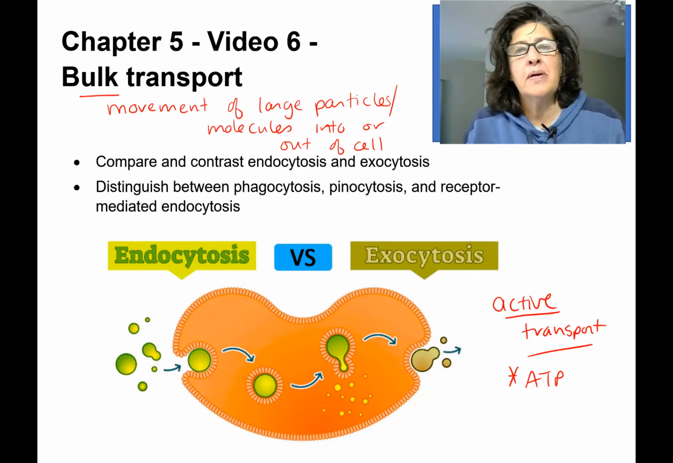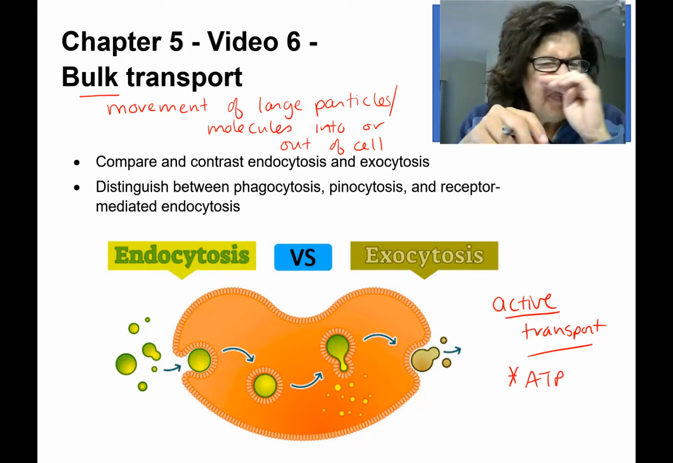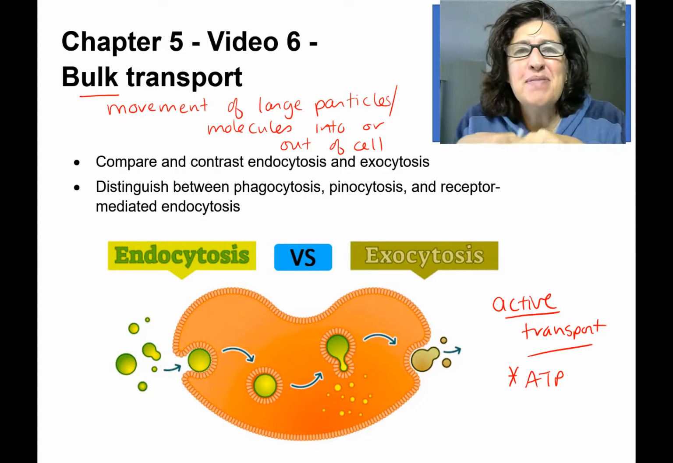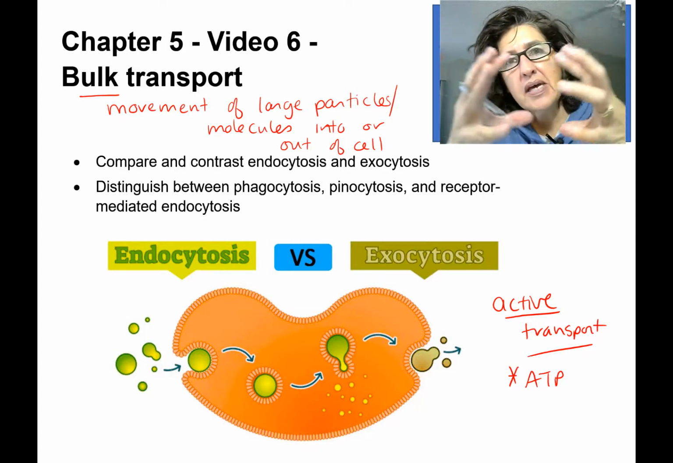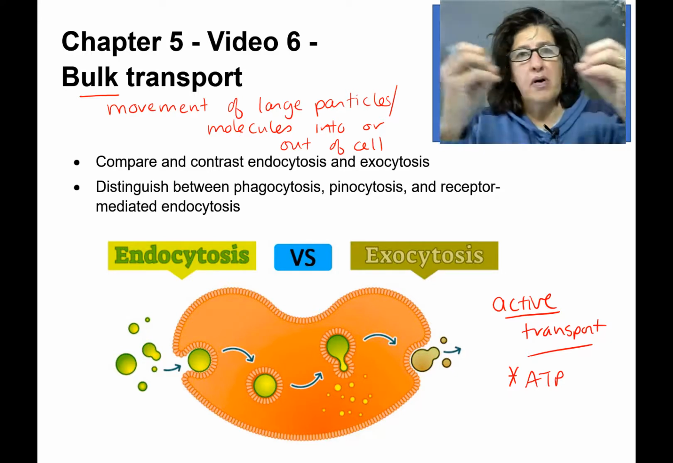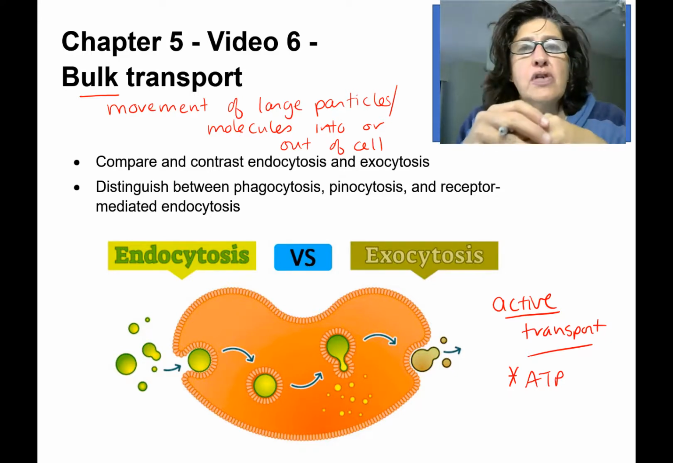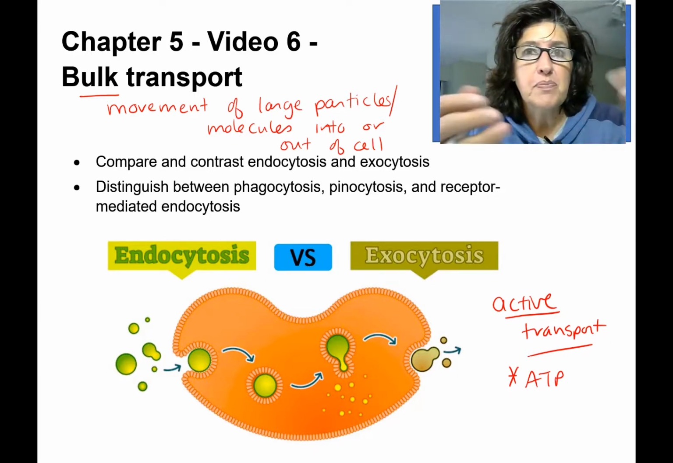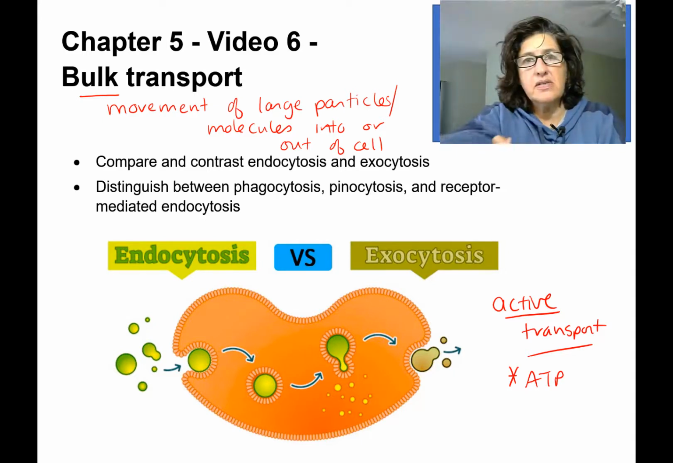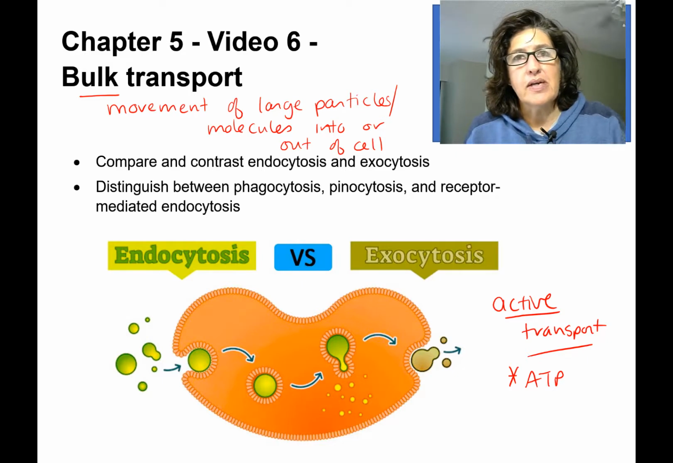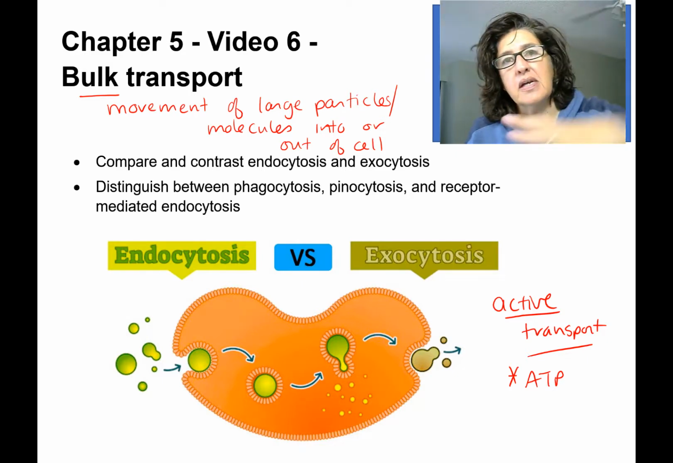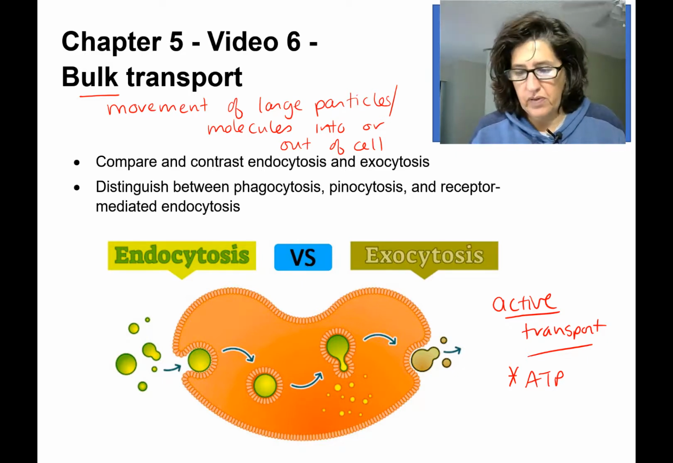And if you remember, membranes, because they're all made of phospholipids, can merge together and pull apart, and merge together. So this is how this bulk transport, endocytosis and exocytosis, works. And they're basically opposite processes. So endocytosis is going to bring things in, and exocytosis is going to move things out.